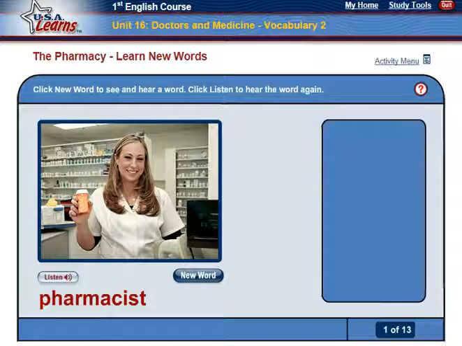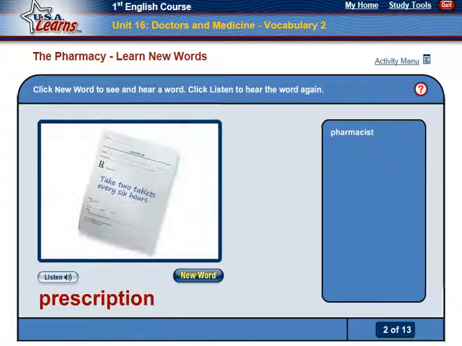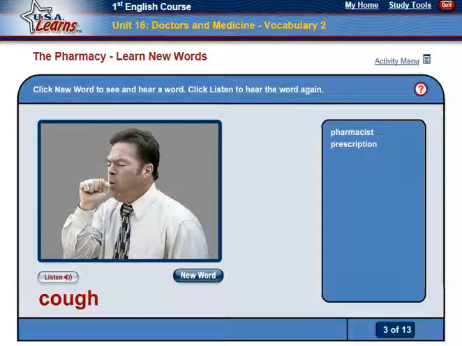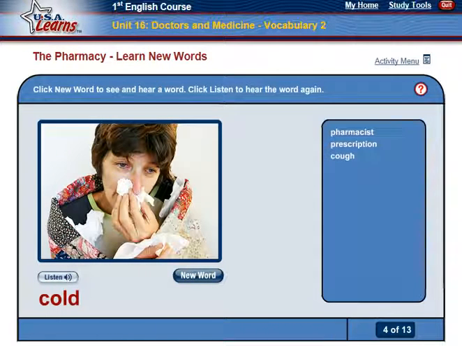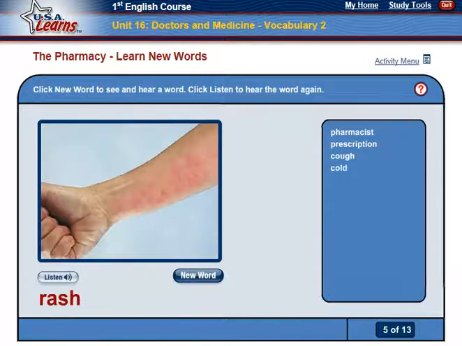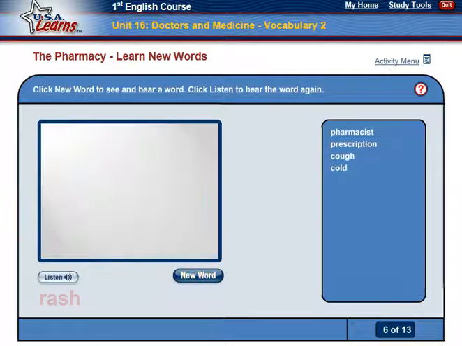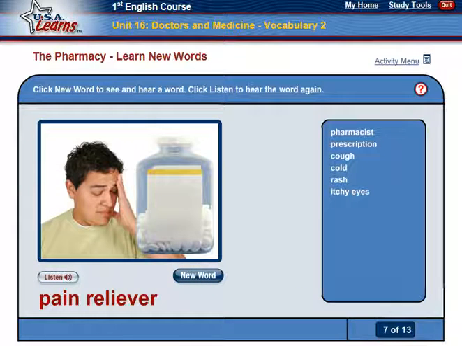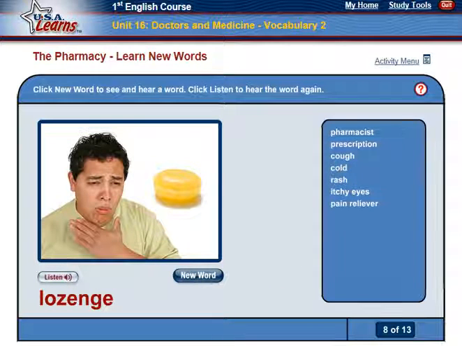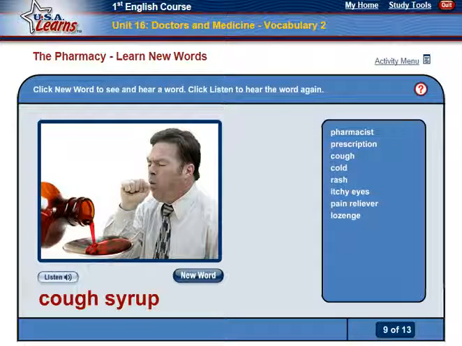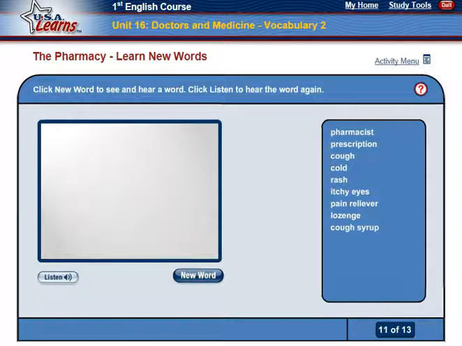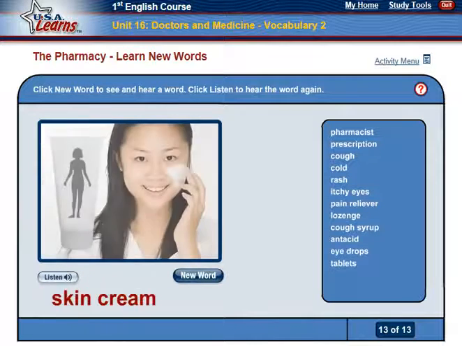Pharmacist. Prescription. Cough. Cold. Rash. Itchy eyes. Pain reliever. Lozenge. Cough syrup. Antacid. Eye drops. Tablets. Skin cream.